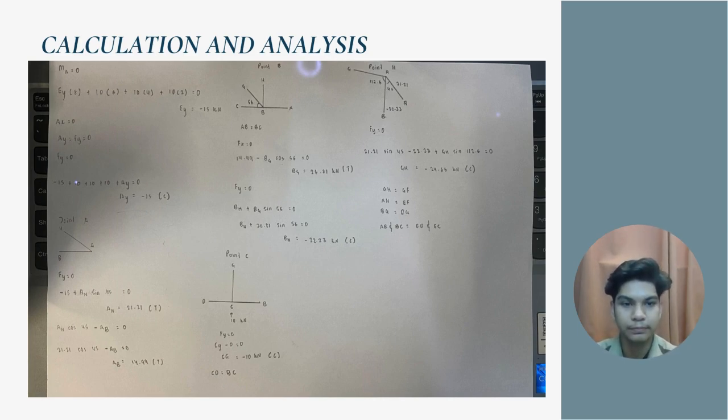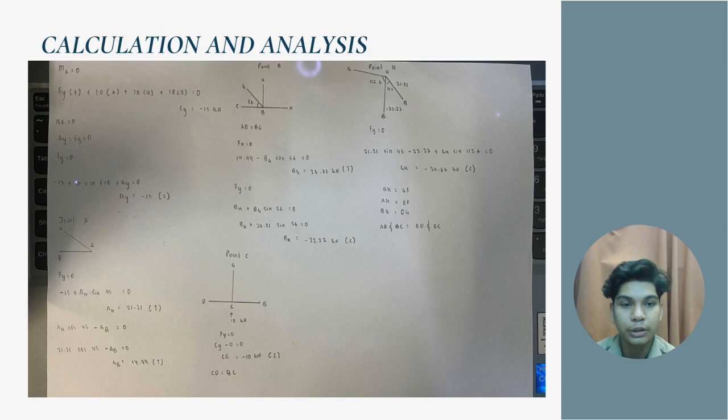Okay, for point H, we will start by drawing the free body diagram and labeling every single force that we found acting on the free body diagram. As you can see, we already found AH and HB, the amount of force that acts on it. And the last thing that we should find is HG or GH.